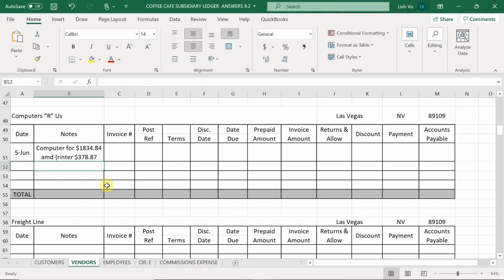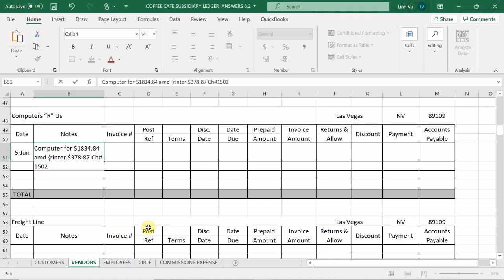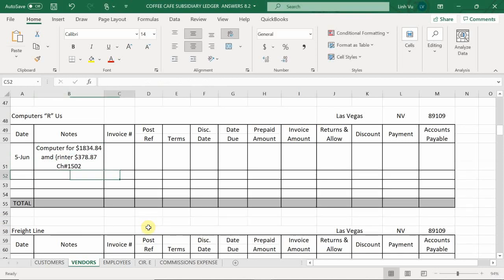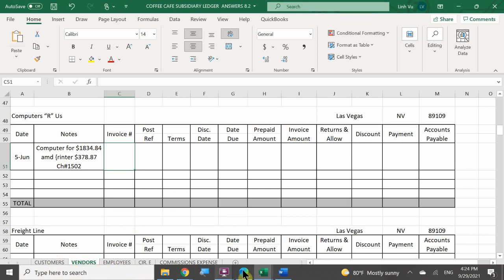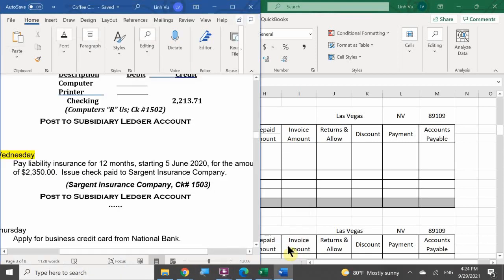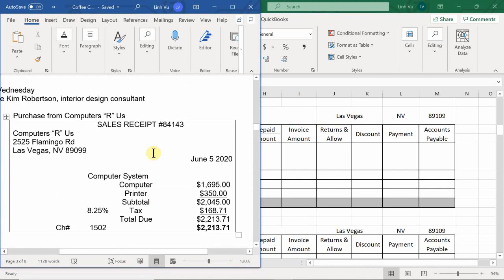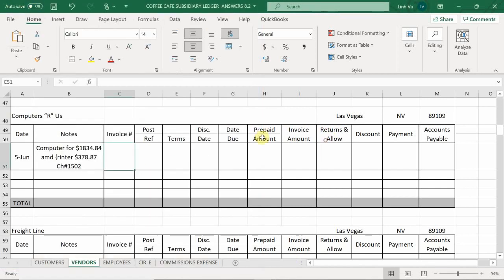And of course, how did you pay for it? With a check, check number 1502. Now, what is the invoice number in this case? What's my sales receipt number? 84143. Okay, that's the receipt number. So for any reason that you need to return it, you have proof of the actual receipt.